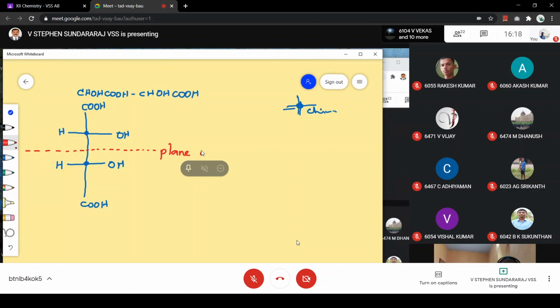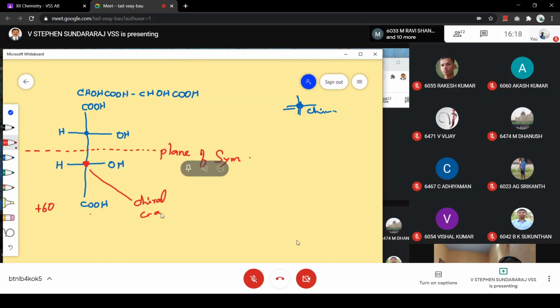Why is it called the plane of symmetry? See, the top one is the mirror image of the bottom one, or the bottom one is the mirror image of the top one. So this is called a plane of symmetry. When there is a plane of symmetry, what happens? Suppose this has plus 60 degrees. Is this carbon atom optically active or not? See, hydrogen, OH, COOH, and the leftover. That means it is a chiral carbon.